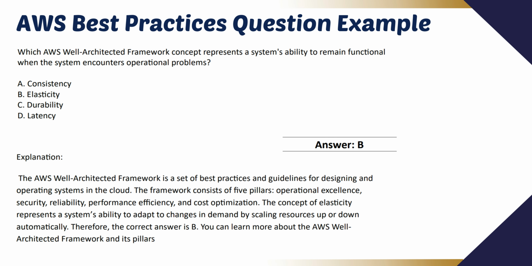AWS Best Practices questions test your understanding of cloud architecture principles. Elasticity is a key concept in the AWS Well-Architected Framework that refers to a system's ability to automatically scale resources up or down in response to changes in demand. This ensures cost efficiency while maintaining performance.